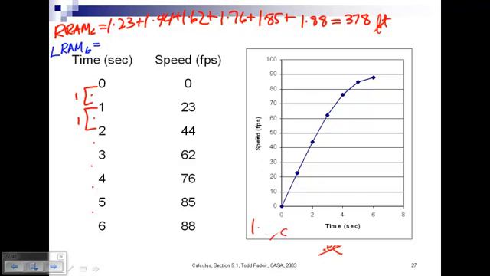Okay, first rectangle is 1 times 0, 1 wide, 0 tall, plus 1 times 23, because this rectangle here is 1 wide and 23 tall. How about the next rectangle? 1 times 44.